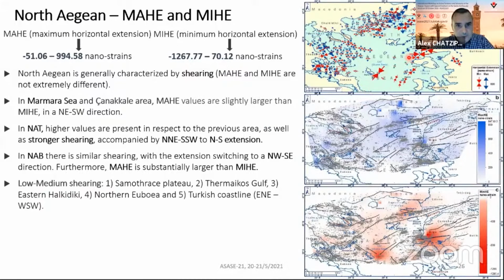The maximum and minimum horizontal extension, as you can see from the magnitude of the arrows, in most cases is consistent with a known structural pattern. However, there are some areas, like this area in Thrace, where there is a large deformation without having any large known active faults.